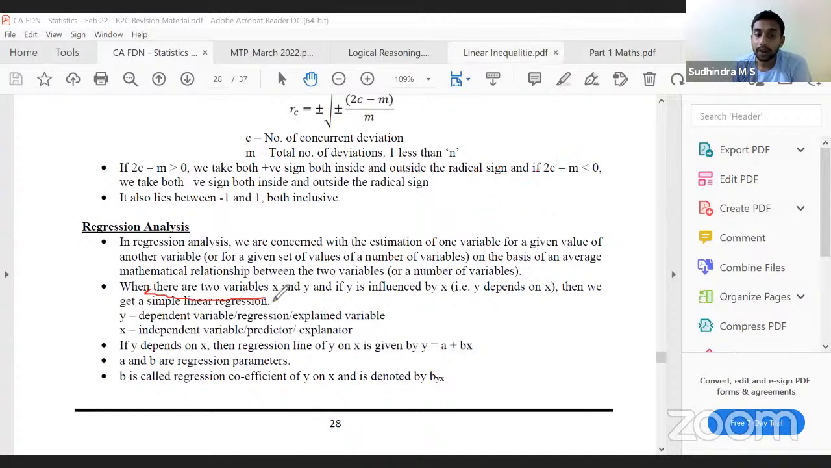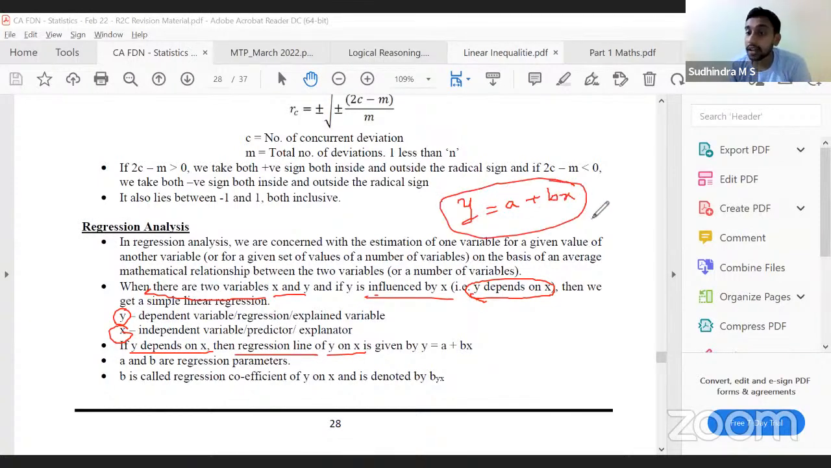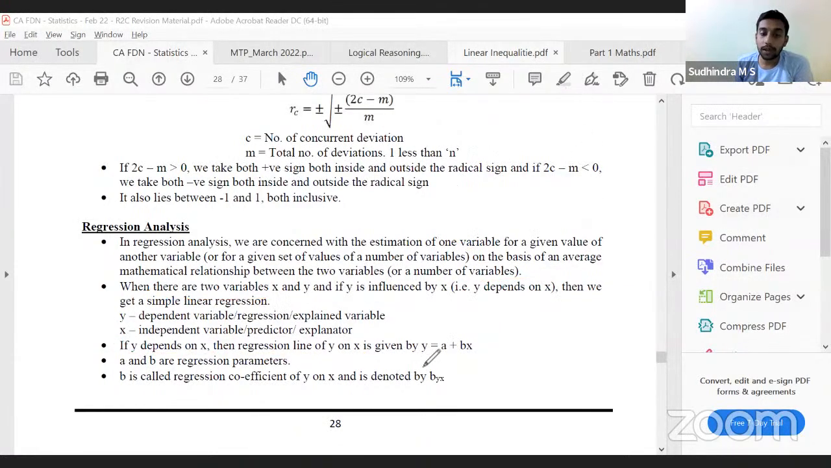So when there are two variables x and y, if y depends on x, then y is the dependent variable, x is the independent variable, correct? So if y is dependent on x, the regression line of y on x will be y is equal to a plus bx. Here x is the independent variable, because the x value we already know, we are calculating y, that is why y is on the left hand side of the equation. Y is equal to a plus b into x. So y is dependent, x is independent variable.